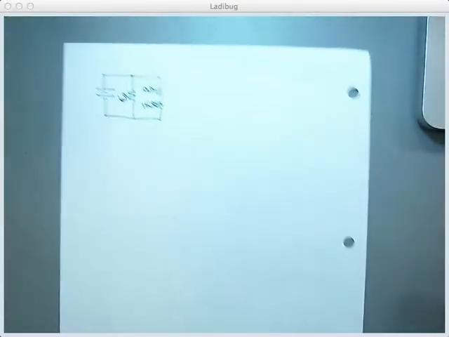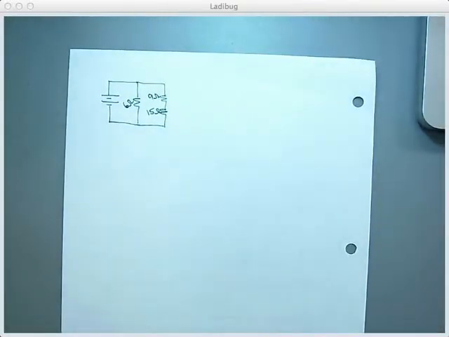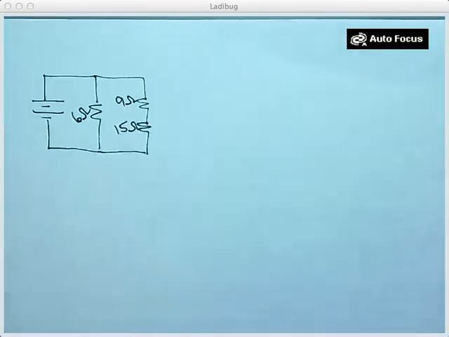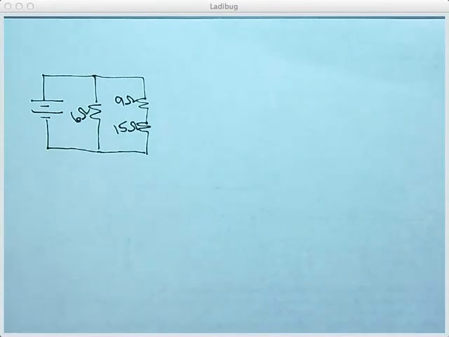Alright, so there's that one. I just drew it out again on paper. I'm going to zoom in some. Alright, so our first step is always to look through and find series resistors.